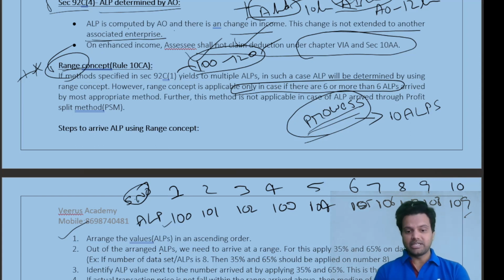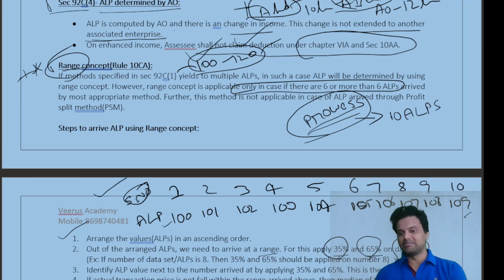Next, out of the arranged ALPs, we need to arrive at a range. For this, apply 35 and 65 percentile on the data set. On the data set, they said, not on the ALPs. This is the important point. Students usually apply it on the ALPs, that is a blunder. So we need to apply this 35%, 65% on the data set, on these numbers. For example, if the number of data sets is 8, then 35 and 65 should be applied on number 8.